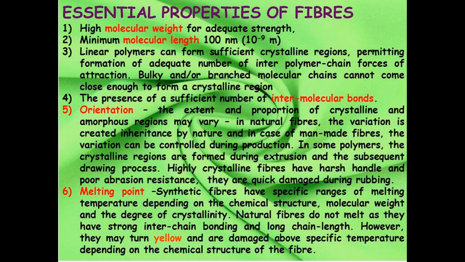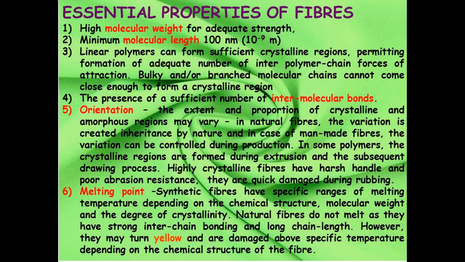Essential properties of fibers. The fiber should have high molecular weight for adequate strength. Minimum molecular length should be 100 nanometer, that is 10 to the minus 9 meter. Linear polymers can form sufficient crystalline regions, permitting formation of an adequate number of inter-polymer chain forces of attraction. Bulky and/or branched molecular chains cannot come close enough to form a crystalline region. The presence of a sufficient number of intermolecular bonds is a must.